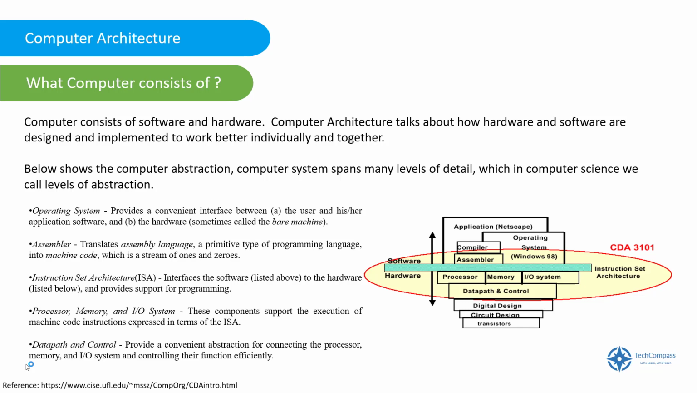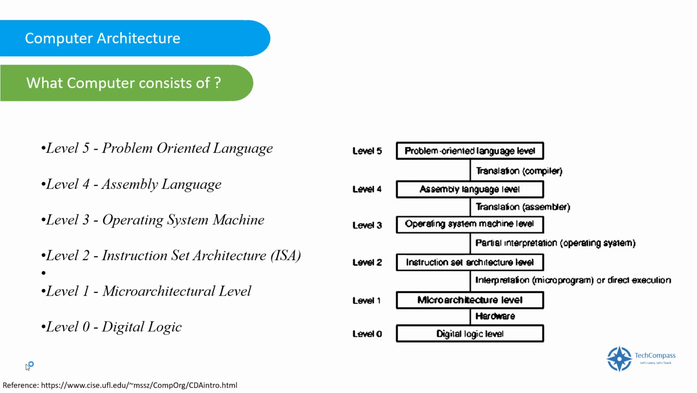Processor, memory, and IO subsystems. These components support the execution of machine code instructions expressed in terms of the ISA. Data path and control provide a convenient abstraction for connecting the processor, memory, and IO systems and controlling their functionality efficiently. What you are looking at is the 6 levels of abstraction layers, which we have seen in the previous slide in a detailed mode.